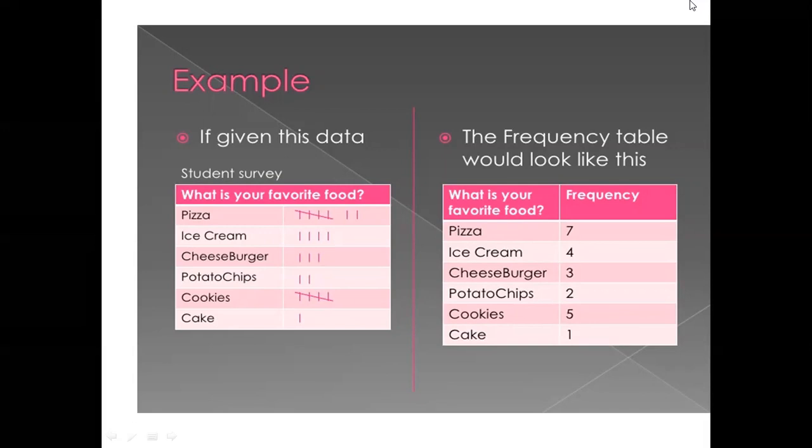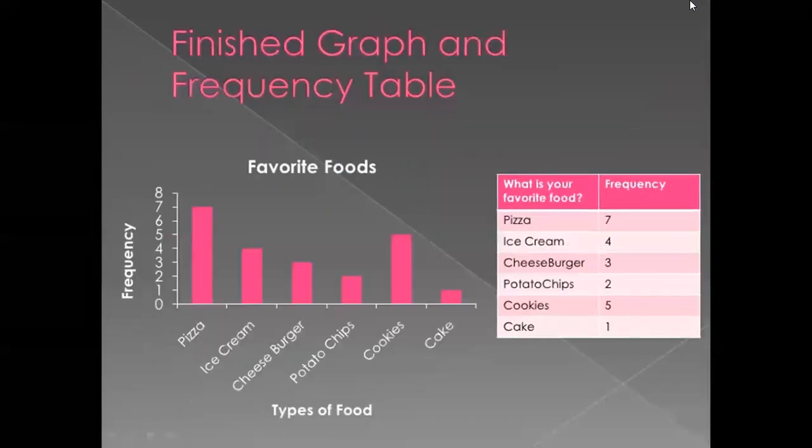Favorite foods are given here: pizza, ice cream, cheeseburger, potato chips, cookies, and cake. How many people like each? 7 people like pizza, 4 people like ice cream, 3 people like burger, 2 people like potato chips, 5 like cookies, and 1 likes cake. So we will present the data like this in graph form.